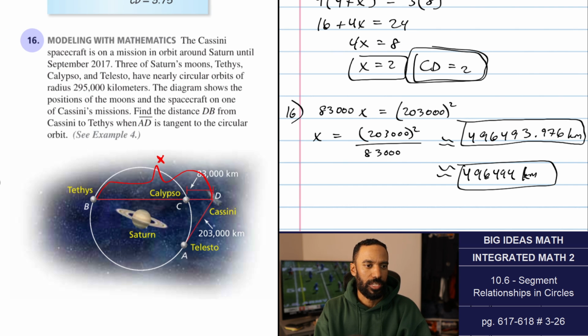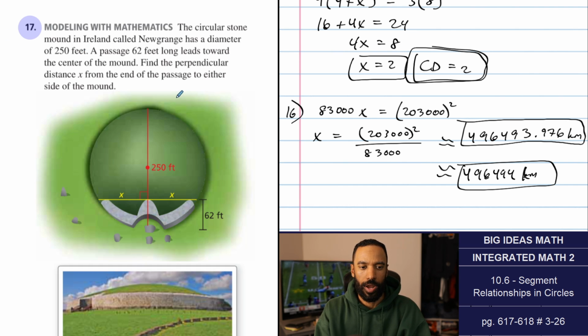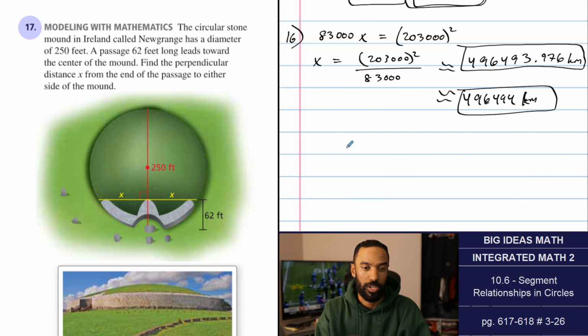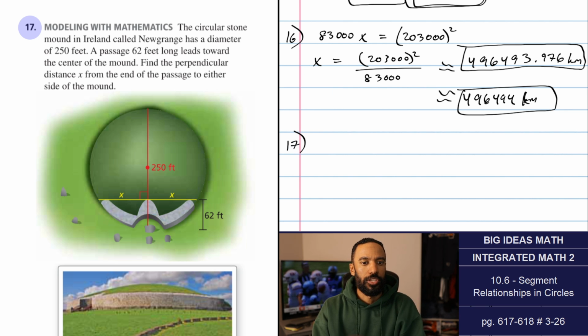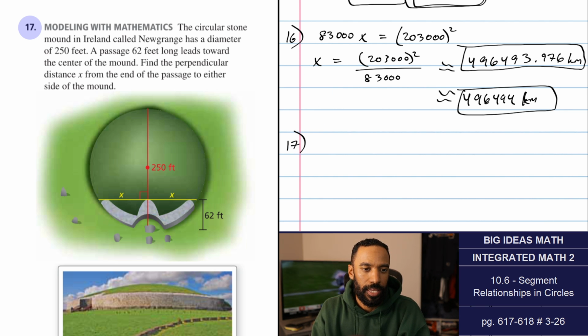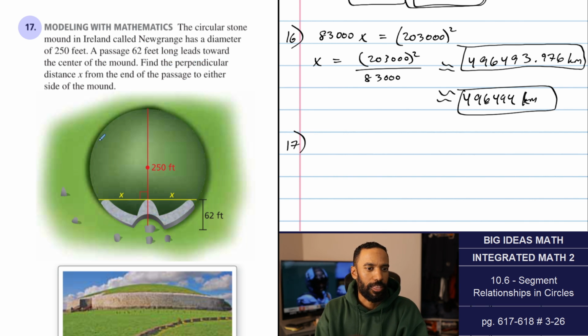All right, that's number 16. So it's words, but they give you the drawing. It's outside times whole equals outside times whole. No change. Number 17, another word problem with another drawing. The circular stone mound in Ireland called Newgrange has a diameter of 250 feet. A passage, 62 feet long, leads toward the center of the mound. Find the perpendicular distance x from the end of the passage to either side of the mound. So they have everything labeled.